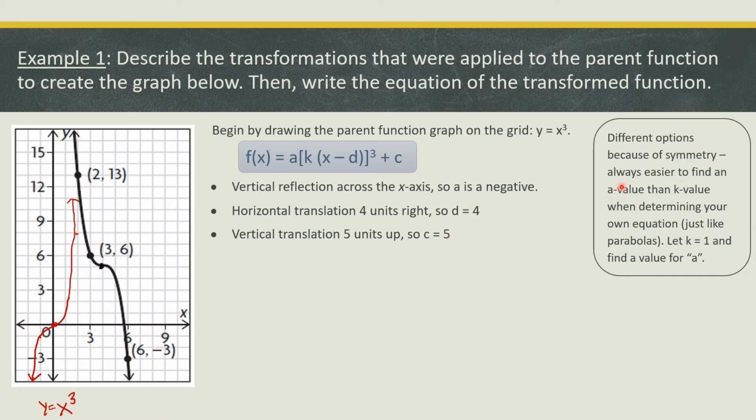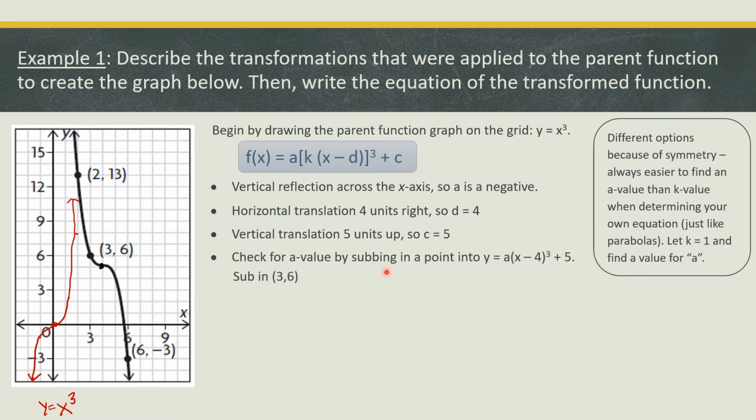And this is what I was talking about before. We have different options because of symmetry. It's always easier to find an A value than a K value when we're looking for our own equation, and that's what the question says, write the equation. So in questions like this, unlike sinusoidal, for example, where your amplitude is very different from your period, for the cubic function, the A and the K value, when you're just looking at a picture, you can't tell if it was a vertical stretch or horizontal compression. So we're just going to let K equal 1, and we'll find a value for A.